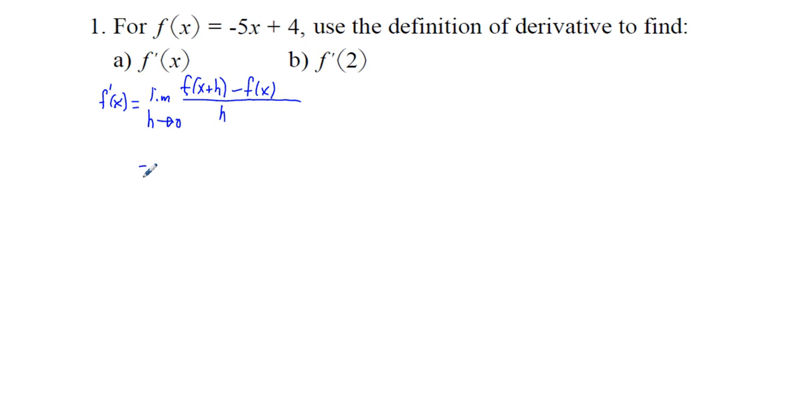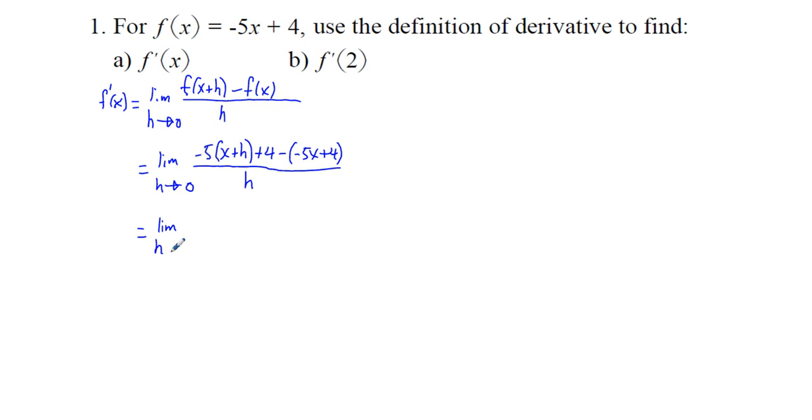So now we're going to apply the definition of a derivative here. And so that's going to be equal, in this case, to the limit as h approaches 0 of, we have negative 5. Instead of putting x, we're going to put x plus h, and then the rest of the function plus 4. And we're going to subtract f of x. We're going to have minus negative 5x plus 4 over h.